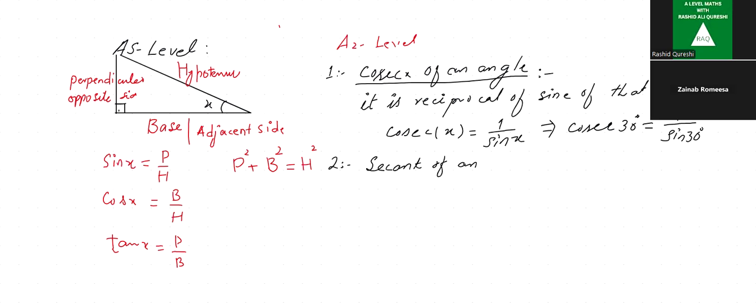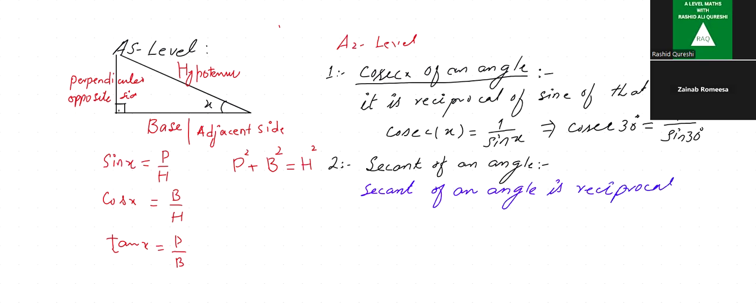What is secant of an angle? Secant of an angle is the reciprocal of cosine of an angle. So you have to write this one as, I will change the color of the marker, suppose this one is the blue. Secant of an angle is the reciprocal of cosine of that angle. I am using the word cosine of that angle.